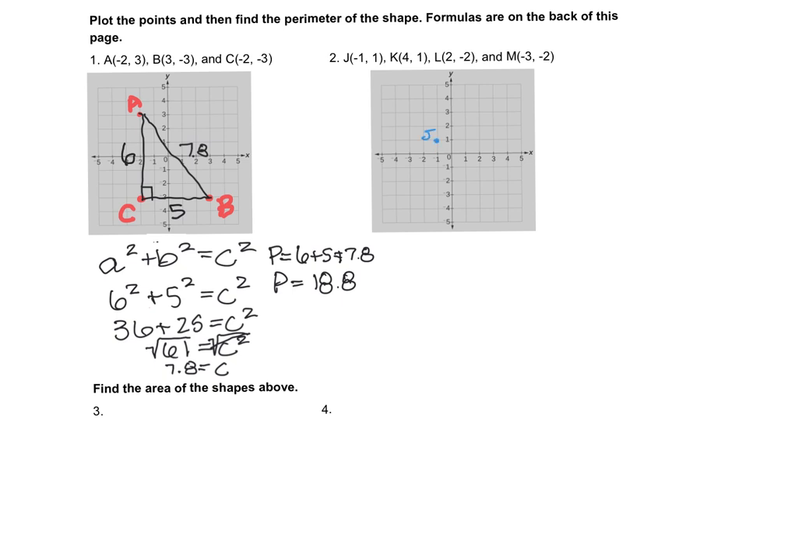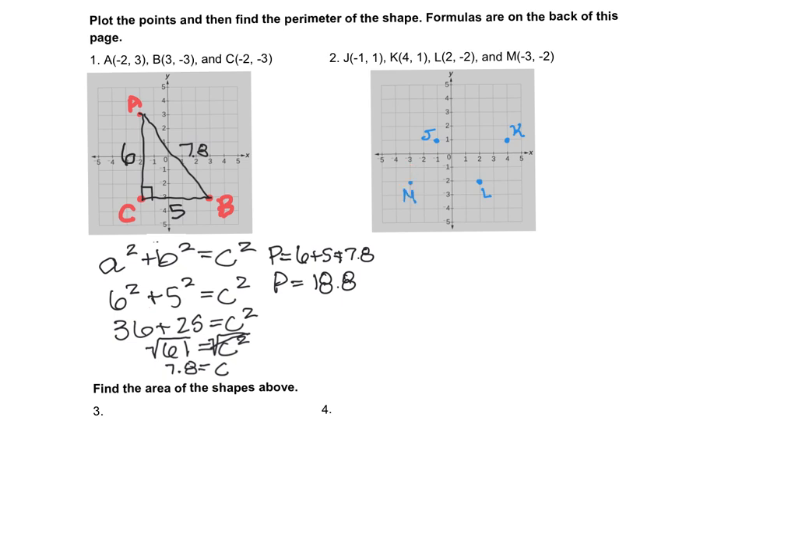And then point K, we're going to go from the origin to the right, 1, 2, 3, 4, and then up 1. And then L, from the origin to the right, 1, 2, and then down, 1, 2. And then point M, from the origin to the left, 1, 2, 3, and down, 1, 2.